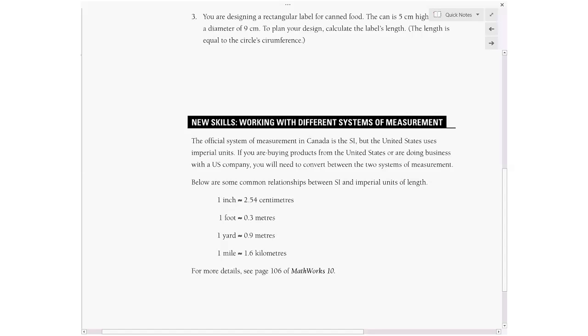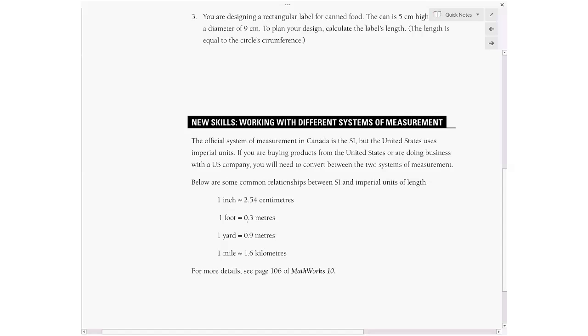But because we live so close, we often travel to the United States, or companies will do business with a US company, and we need to be able to convert between the two systems. So here are some common relationships. So 1 inch is just over 2.5 centimeters. So if you think about how much 2.5 centimeters is, that's about an inch.